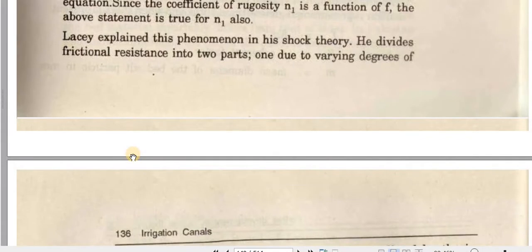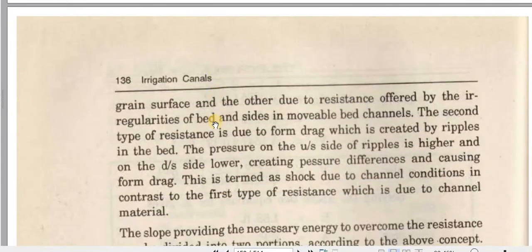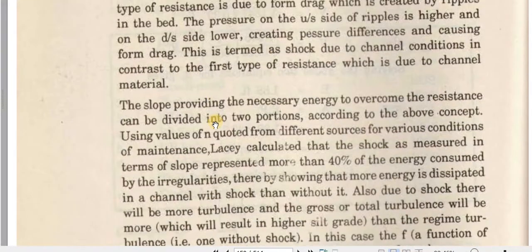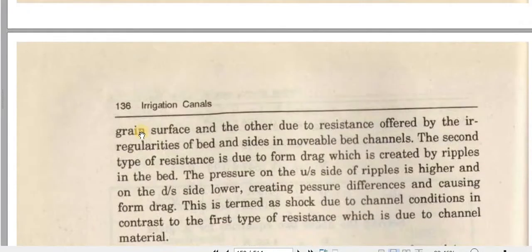So Lacy later experienced this phenomenon in shock theory. He divides this frictional resistance F. In previous studies it was simple F, and in Lacy shock theory Lacy divided F into two different components. He divides friction resistance in two parts, one due to varying degree of grain surface of the soil particle, and the other due to resistance offered by the irregularities of the bed and side, which is the resistance offered by the soil to erosion or scouring. The second type of resistance is due to form drag, which is created by ripples in the bed.